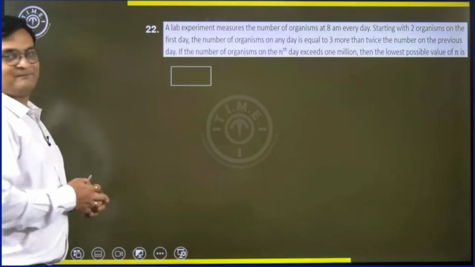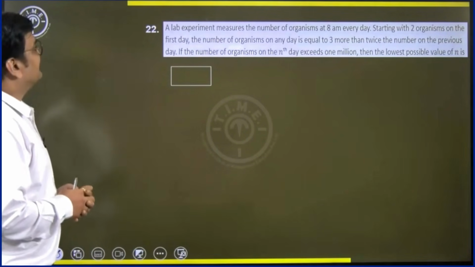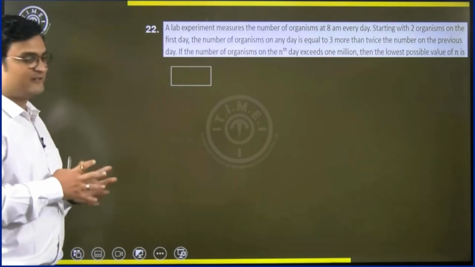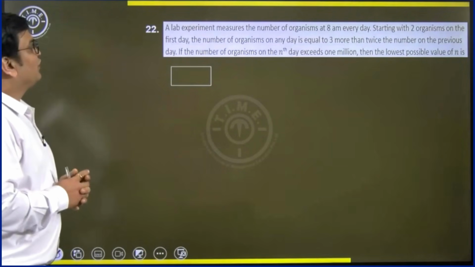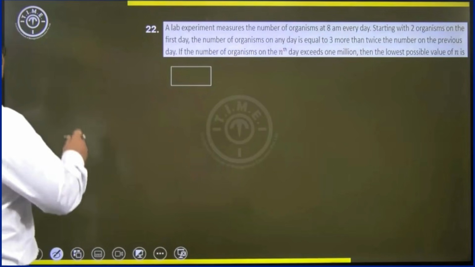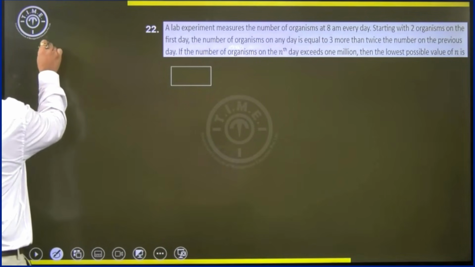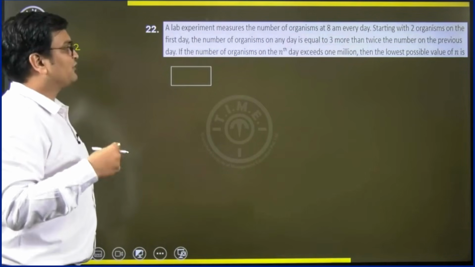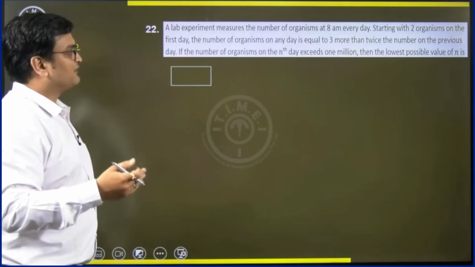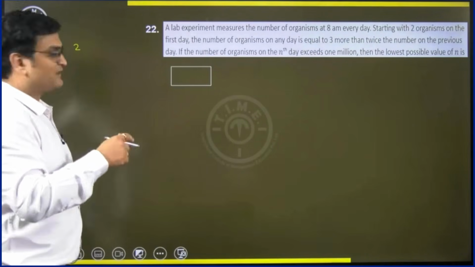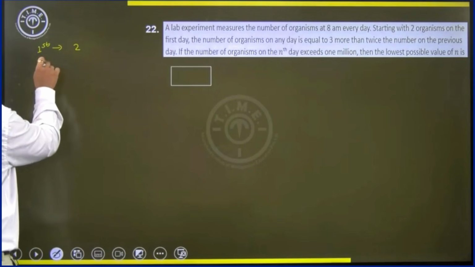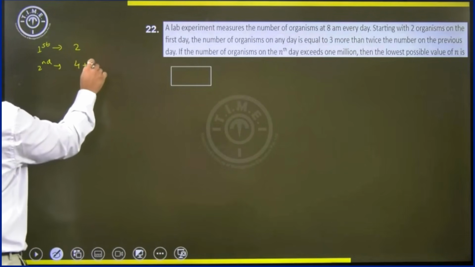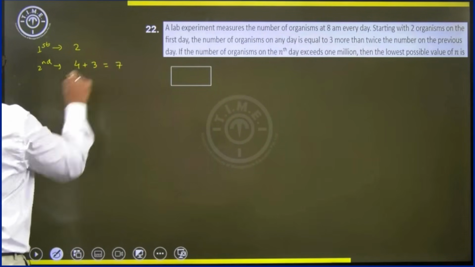22nd one. If you read it, it says a lab experiment measures number of organisms at 8 AM every day, starting with 2 organisms on day 1. So, on the first day, we have only 2 organisms. The number of organisms on any day is equal to 3 more than twice the number on the previous day. So, that means on day 2, it will be twice of this plus 3 more. So, it is going to be 7.